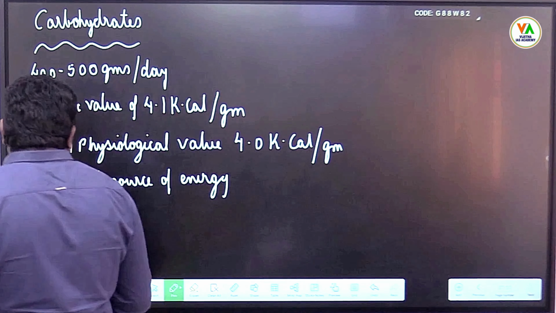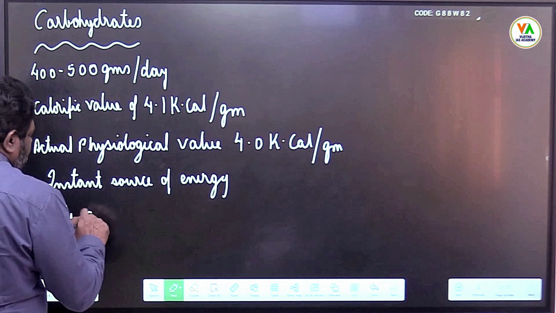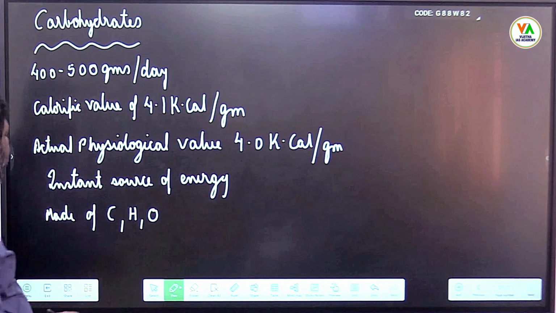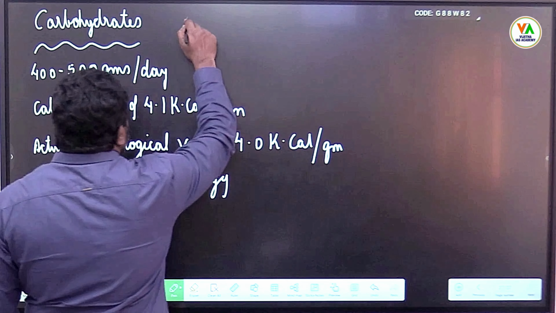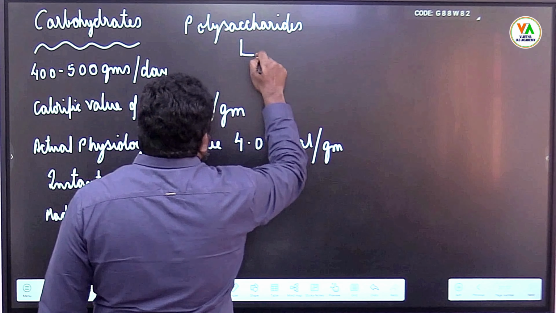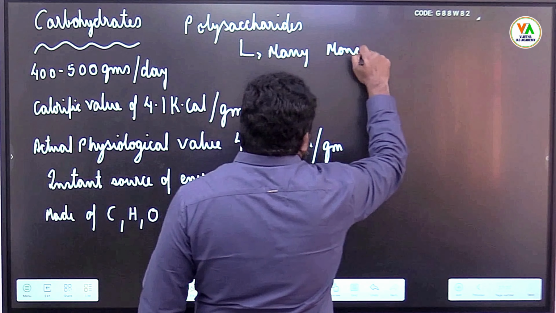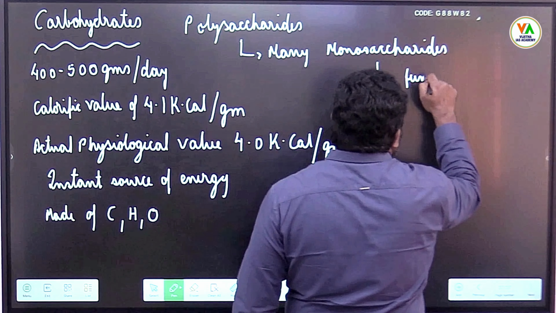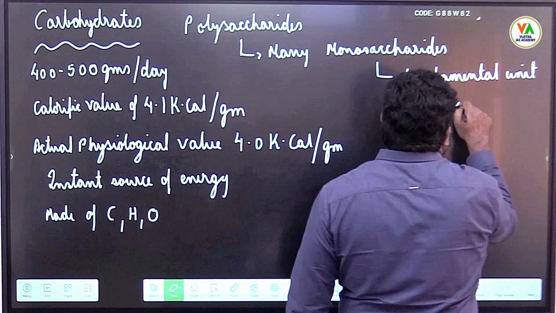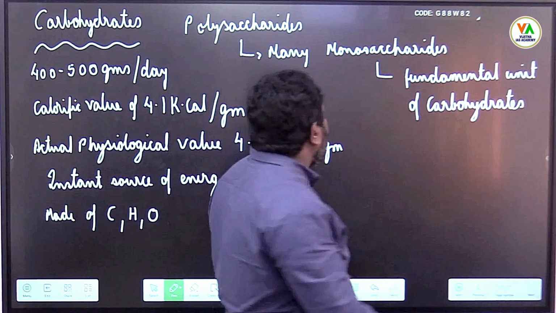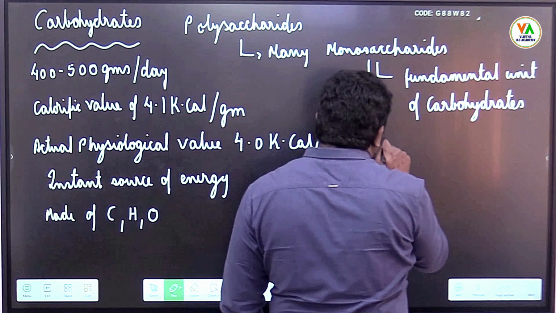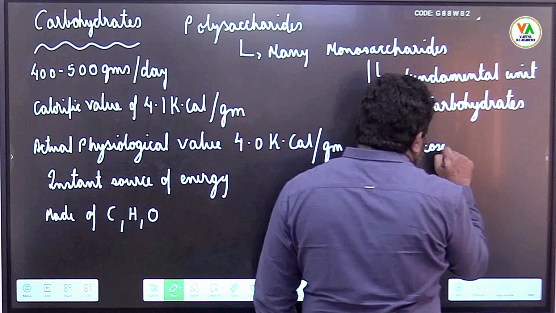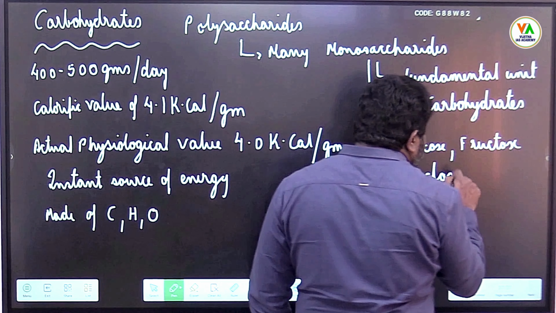These carbohydrates are made of carbon, hydrogen and oxygen. You get my point? These carbohydrates are also known as polysaccharides. Polysaccharides means many monosaccharides. Monosaccharide is therefore the fundamental unit of carbohydrate. Examples of different monosaccharides are, what are they? Glucose, fructose and galactose. This is a single unit.